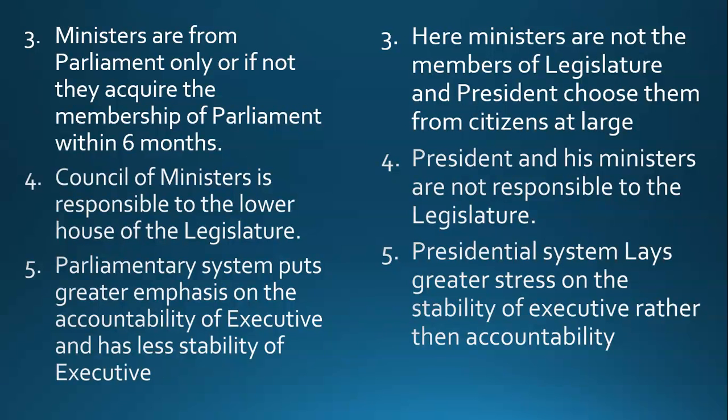Okay. Now what is the fourth difference? So friends, council of ministers is responsible to the lower house of the legislature. Now what does it mean? So we will take the example of India. In India, the lower house is Lok Sabha. So the council of ministers in India is responsible to Lok Sabha. Now what does it mean? It means that the council of ministers is answerable to Lok Sabha. Lok Sabha can ask questions from the council of ministers, and the council of ministers has to give answers to Lok Sabha. Lok Sabha also has the power to punish the council of ministers. Lok Sabha can even remove the council of ministers.